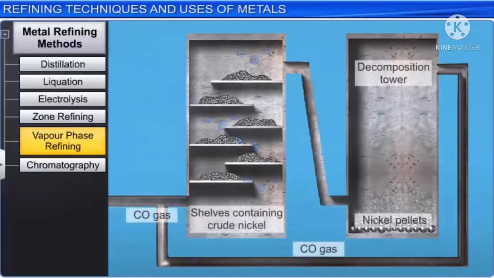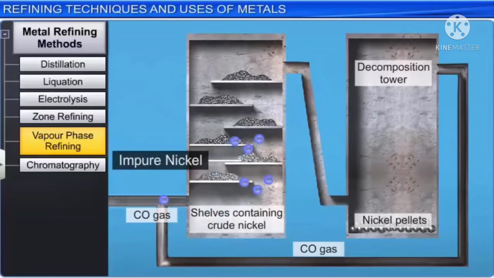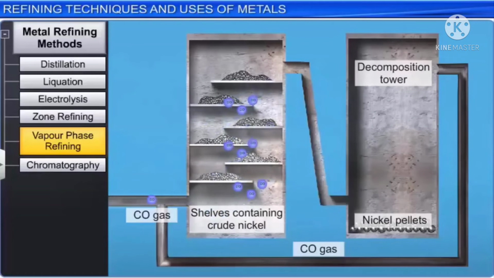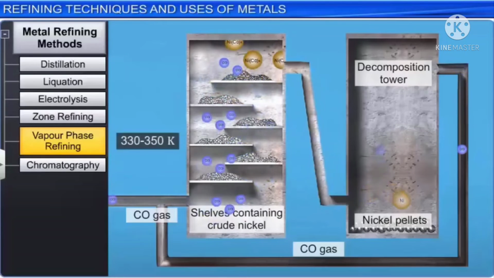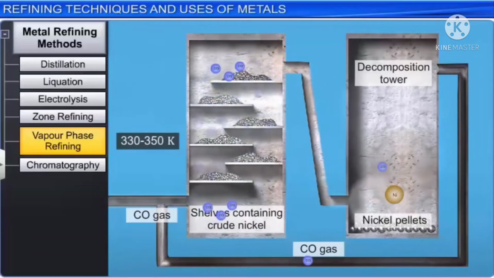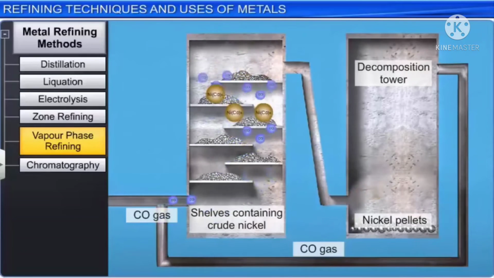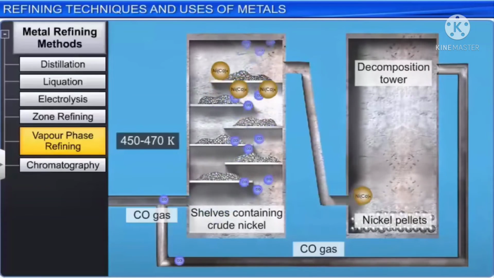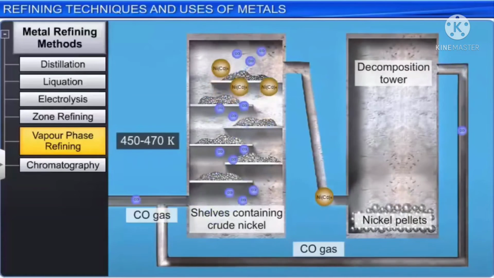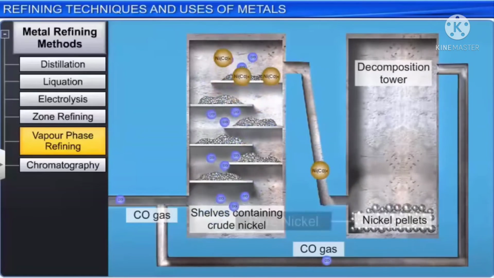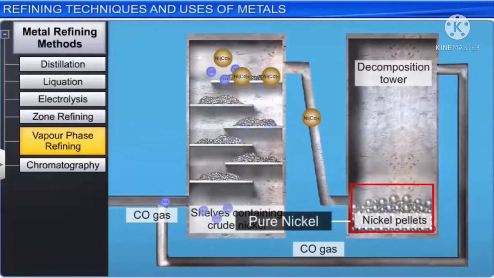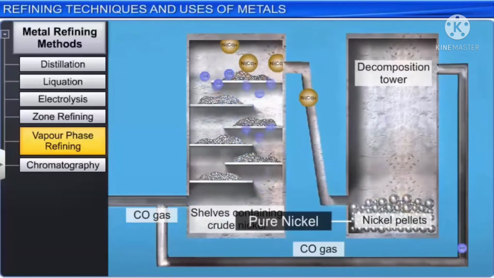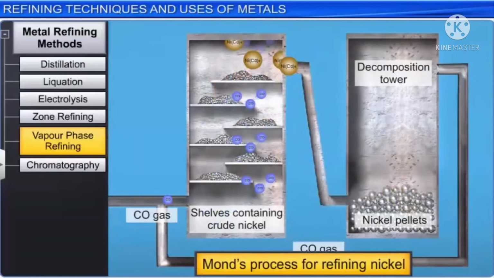Let us consider nickel. Nickel reacts with carbon monoxide to form a volatile nickel tetracarbonyl complex at a temperature of 330 to 350 Kelvin. The nickel tetracarbonyl is then heated to 450 to 470 Kelvin, where it decomposes to give pure nickel and carbon monoxide. This method is known as the Mond process for refining nickel.